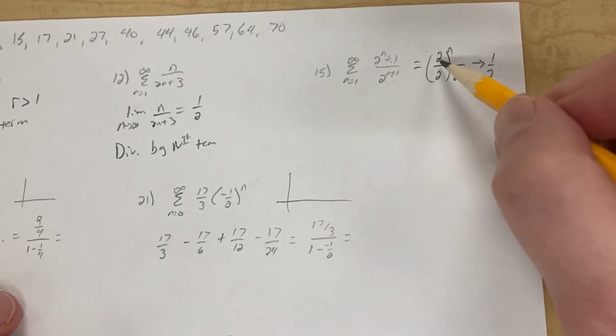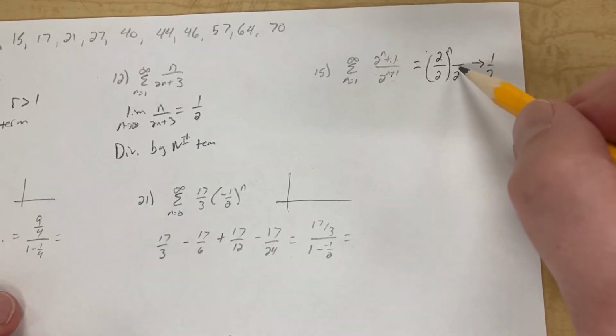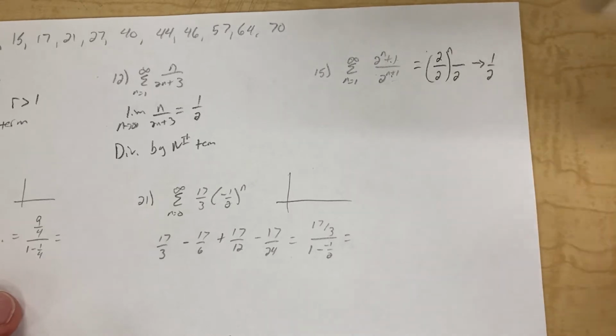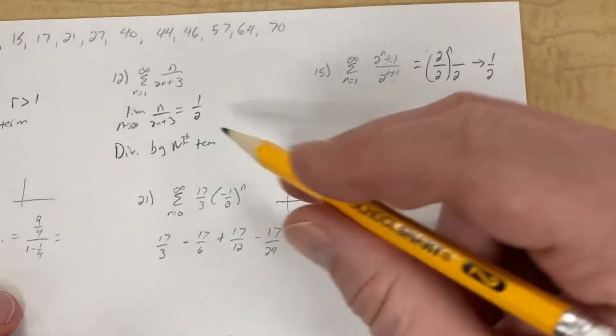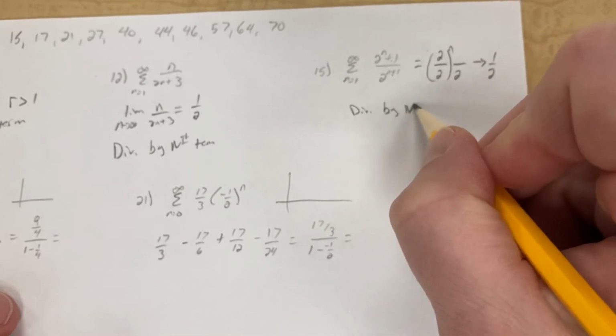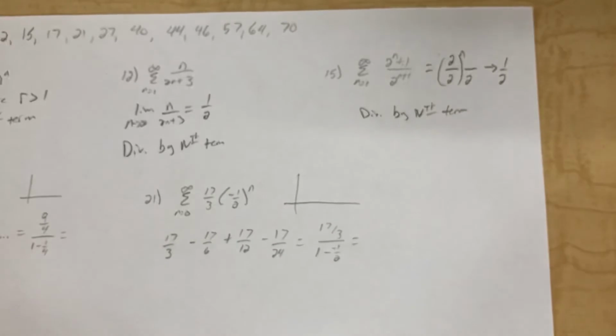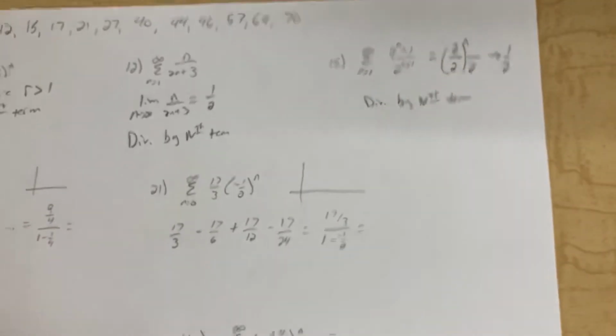Again, because of the 2 to the n over 2 to the n, that's going to neutralize, and so we're going to have terms that are basically 1/2, 1/2, 1/2. And for the same reason as 12, this diverges by nth term test. We don't have terms getting smaller and smaller and smaller. We have them getting closer and closer to 1/2.